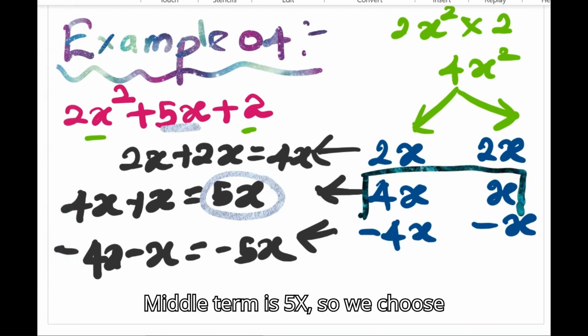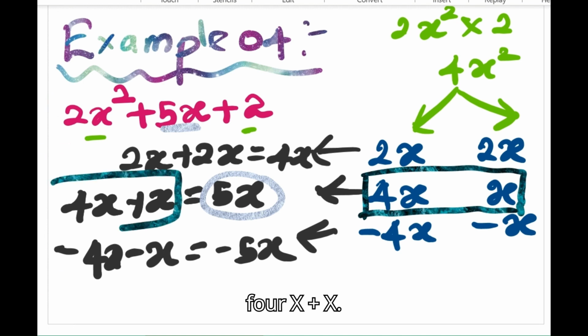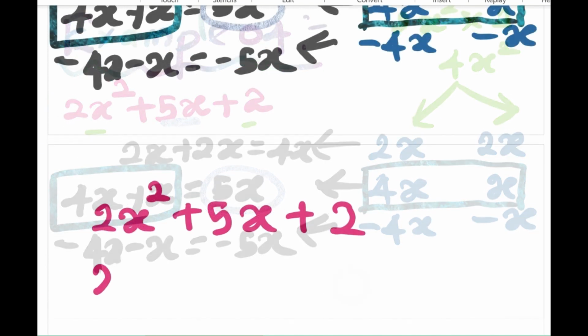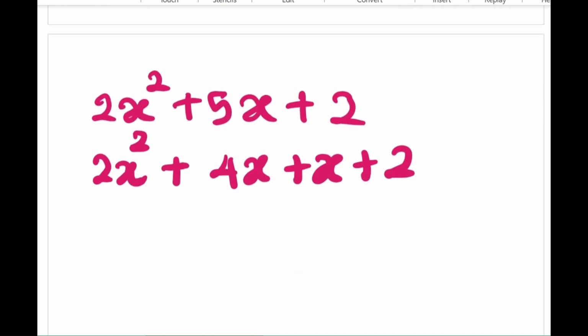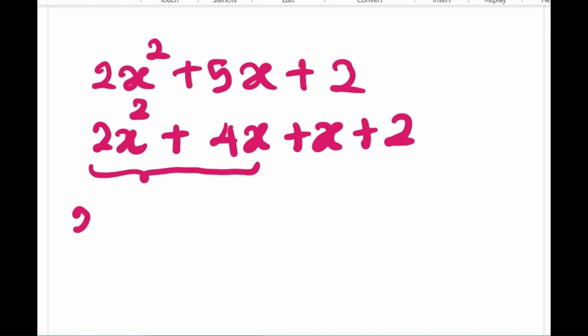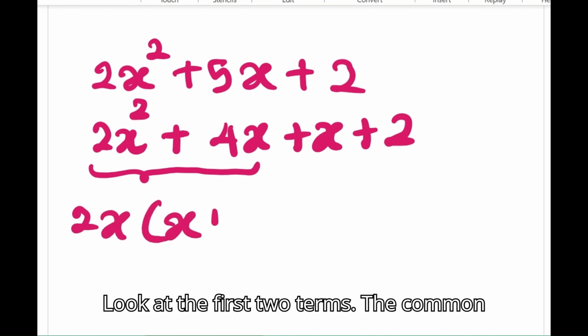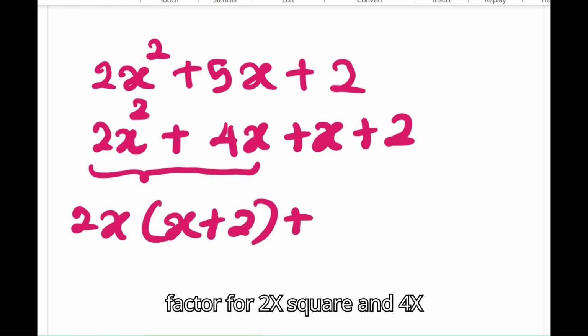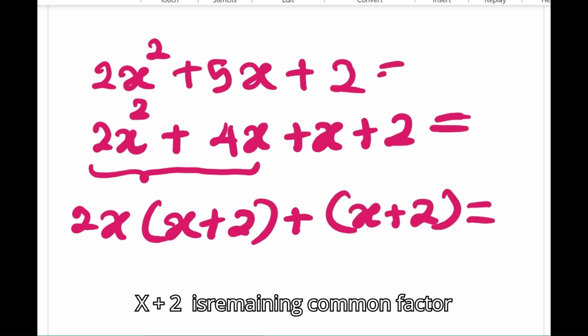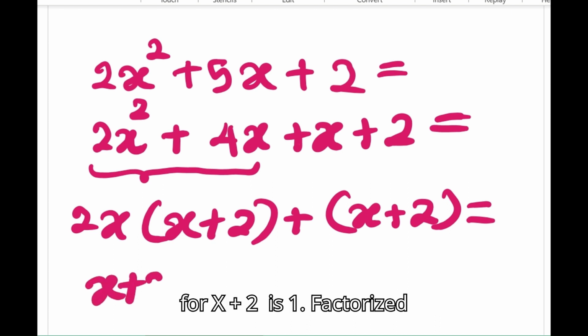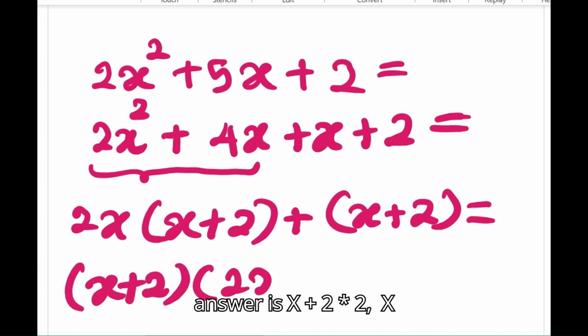Middle term is 5x, so we choose 4x plus x. Look at the first two terms. The common factor for 2x squared and 4x is 2x. Within brackets x plus 2 is remaining. Common factor for x plus 2 is 1. Factorized answer is x plus 2 times 2x plus 1.